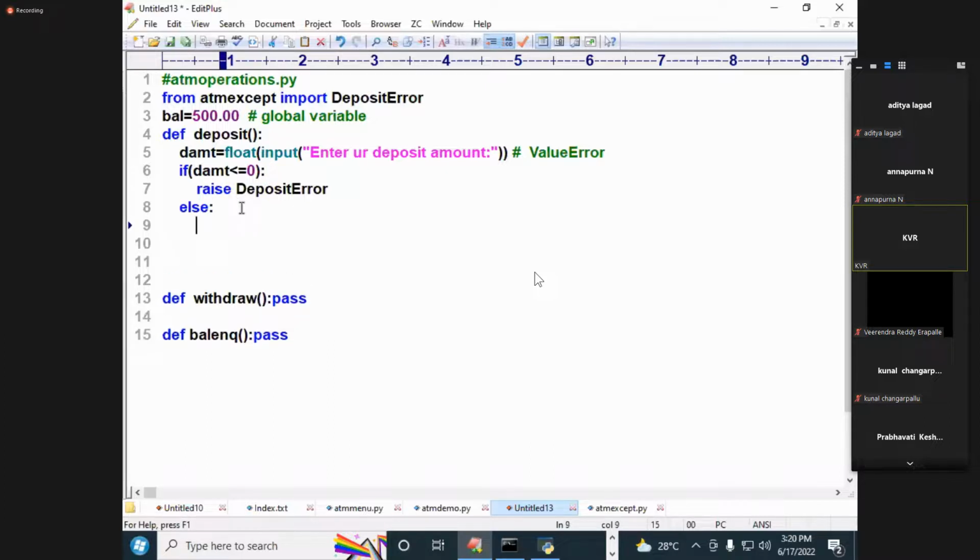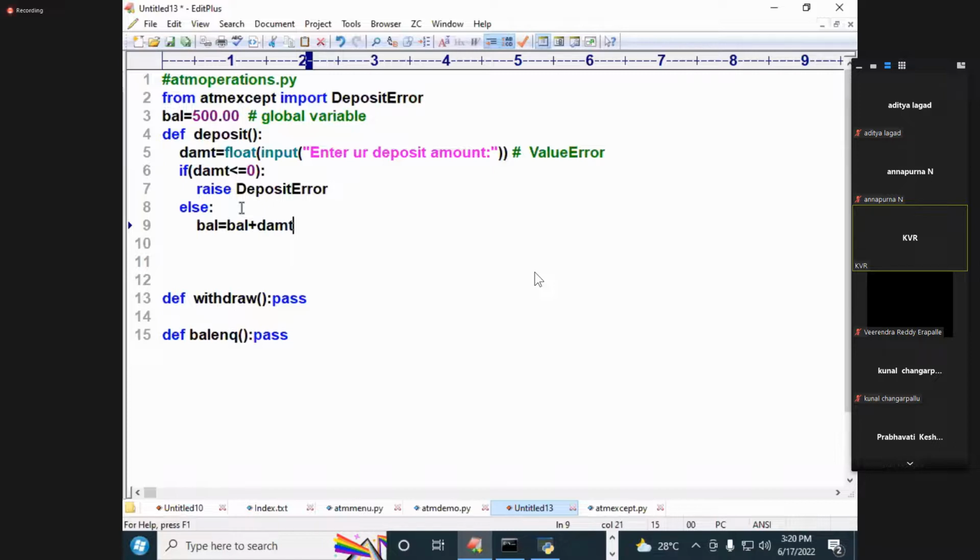Add the D amount to the balance or not? Balance is equal to balance plus D amount. Balance is equal to balance plus what? Is it valid or invalid? Online students, valid or invalid?